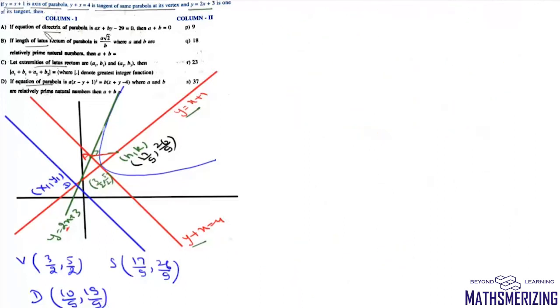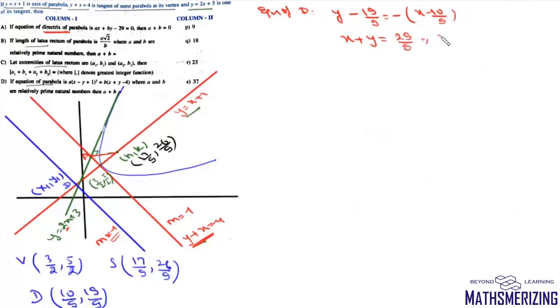The first thing that we need to find is the equation of the directrix of the parabola. The directrix is a line parallel to the tangent at the vertex. So the slope of this line is -1, which means the slope of the directrix is also -1. So the equation of the directrix will be y minus 19/9 equals minus (x minus 10/9). We get x plus y equals 29/9, so we can write this equation as 9x + 9y - 29 = 0.